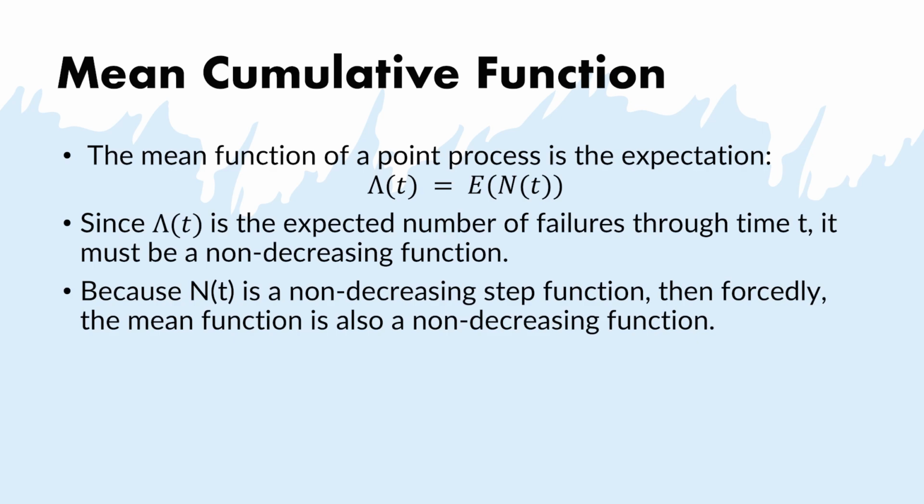In formal terms, the mean cumulative function is the expectation function of the counting random variable, which is essentially the expected value of the number of failures through a specific time. This function is forcedly non-decreasing, it's a monotonic increasing function, because of course the counting random variable is also increasing, as we have seen.